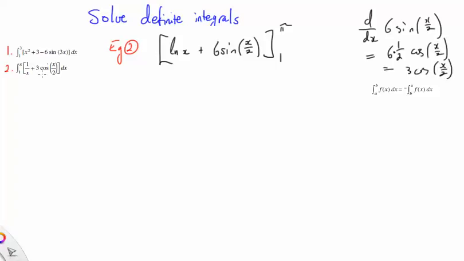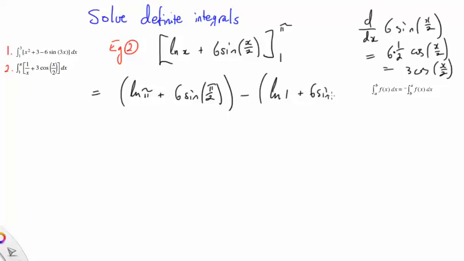So I just did a mental check. That's good. That's my kind of mental check, but I've written it down. So let's sub in the values. Let's see, what do we got? Natural log of pi plus 6 sine pi on 2 minus natural log of 1 plus 6 sine of a half. Let's simplify. Natural log of pi, that's just some ugly number, just leave it.